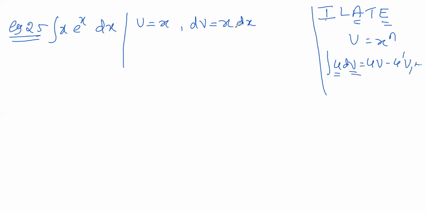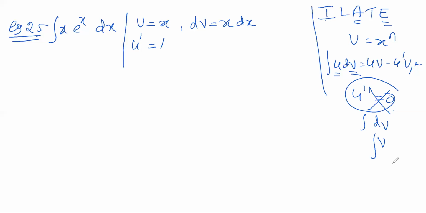Now u is equal to x. Then u dash is equal to 1, and u double dash is 0. So we stop the differentiation with u dash equal to 1, because u double dash is 0 and we don't want that zero. Now by integrating dv, we get v. Integral of dv is equal to v. And again integrating v, we get v1.